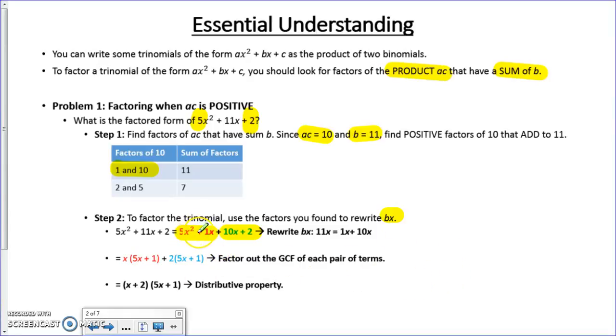So in 5x squared plus 1x, the GCF is x. When we factor out x, we have 5x plus 1 left over. In the second pair, 10x plus 2, the GCF is 2. When we take out a 2, we're left with 5x plus 1. So then all you have to do to simplify is just group the terms. So x plus 2 times 5x plus 1. You could think of this as the distributive property. So the factored form is x plus 2 times 5x plus 1.